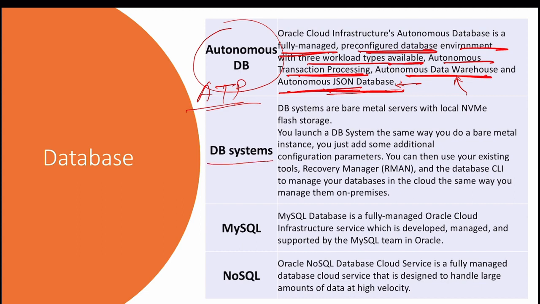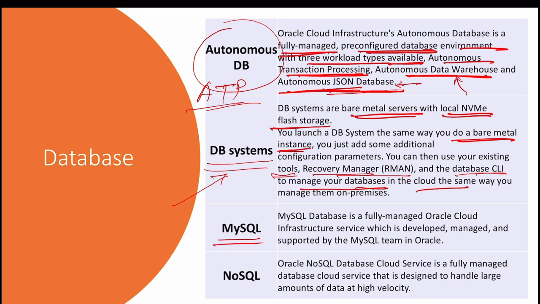Let's understand the DB system. What exactly is it? DB systems are bare metal servers with local NVMe flash storage. You launch a DB system the same way you launch a bare metal instance. You just need to add some additional configuration parameters. We can use our existing tools like Recovery Manager and the database CLI to manage our databases in the cloud, the same way we use them on-prem. So this is the database system where our database is hosted.